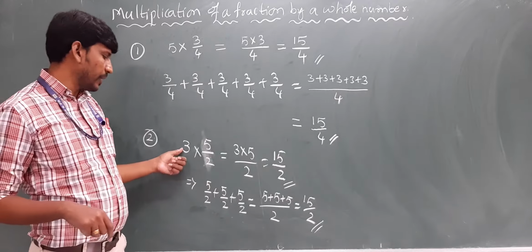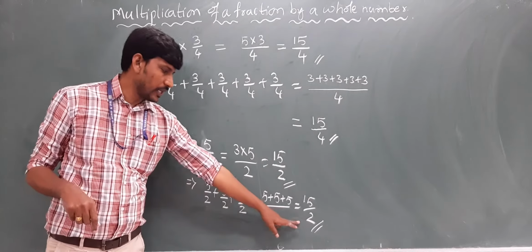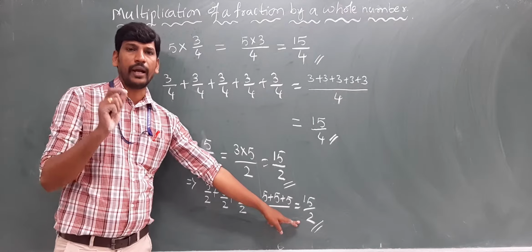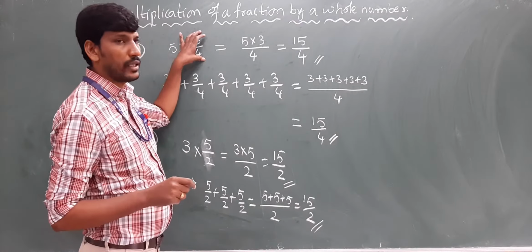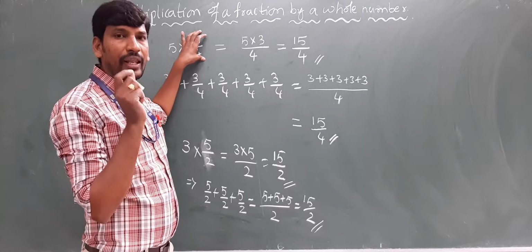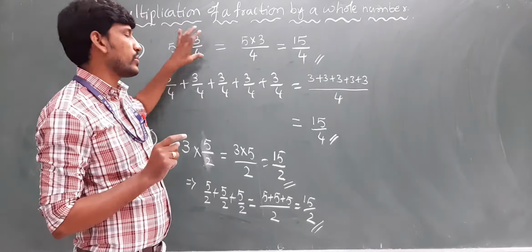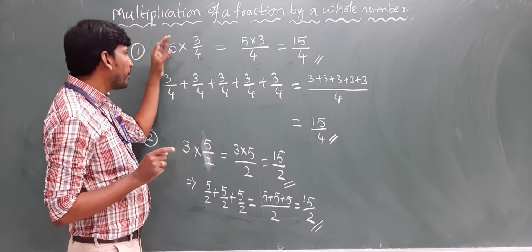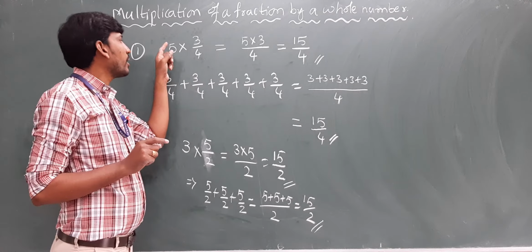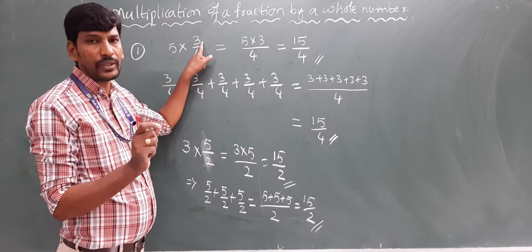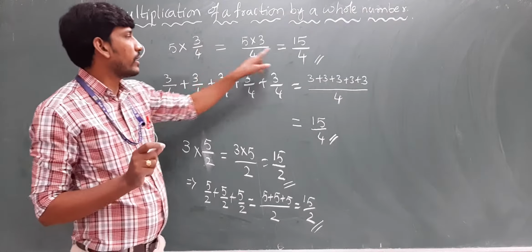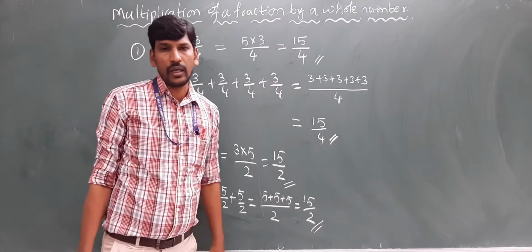Here the 5 by 2 is repeated 3 times. I wrote 3 times. You get the same answer. So keep it in mind. When you are multiplying a whole number with a fraction, once again I am telling you, this is very important. Don't be confused. When you are multiplying a whole number and a fraction, you just multiply the whole number into the numerator only. Multiply with the numerator only, you will get the answer. Okay.